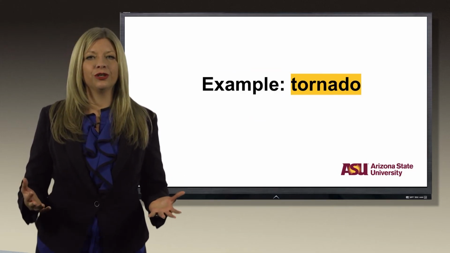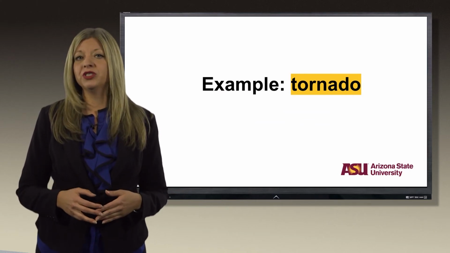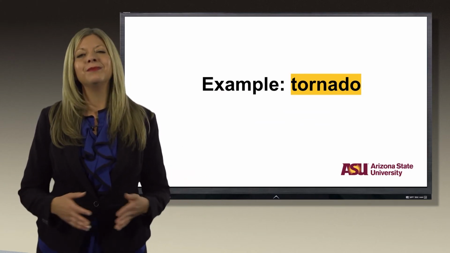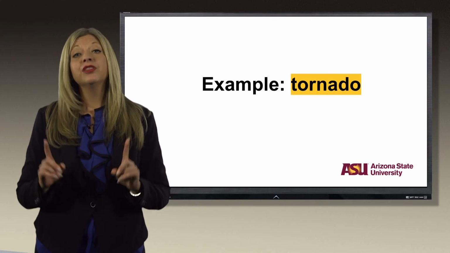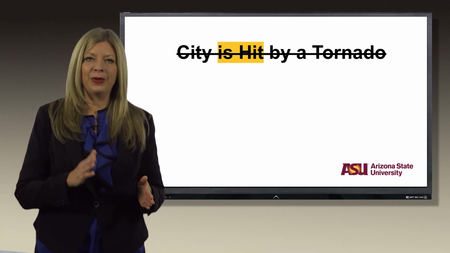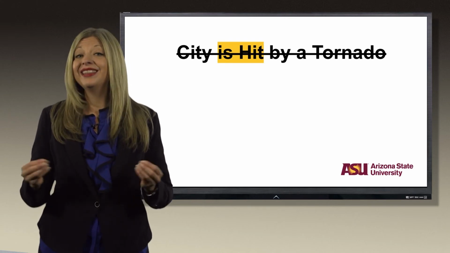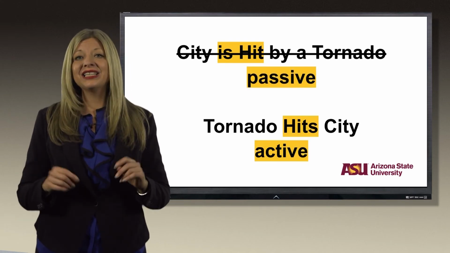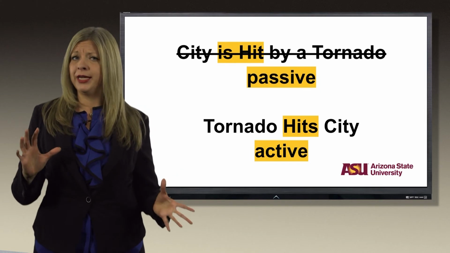So let's say a journalist is writing a social media post about the tornado we discussed in Modules 1 and 4. The journalist wouldn't write, "City is hit by a tornado." This is passive. An active headline would be, "Tornado hits city."